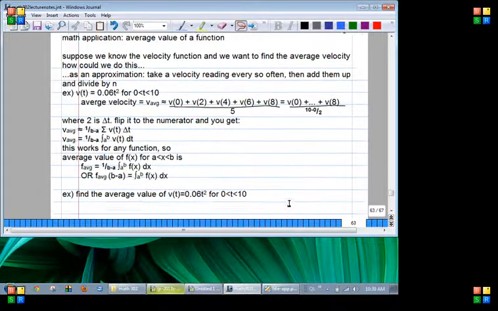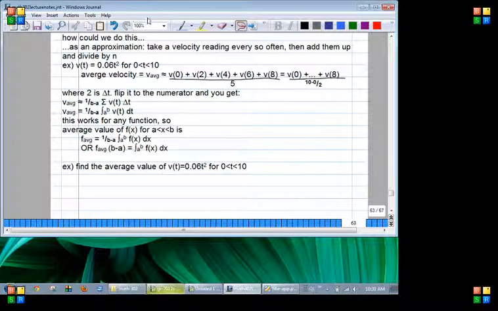So, let's do this for real. Let's find the average value of this velocity function for t goes from 0 to 10. So v average equals what? 1 over 10 minus 0 times the integral from 0 to 10 of 16.